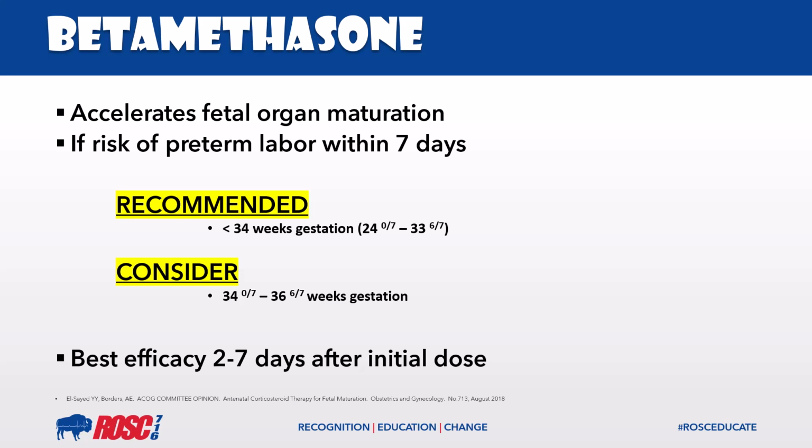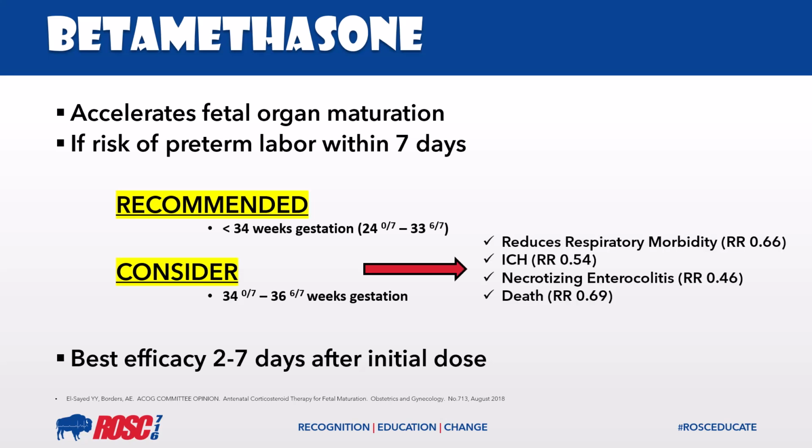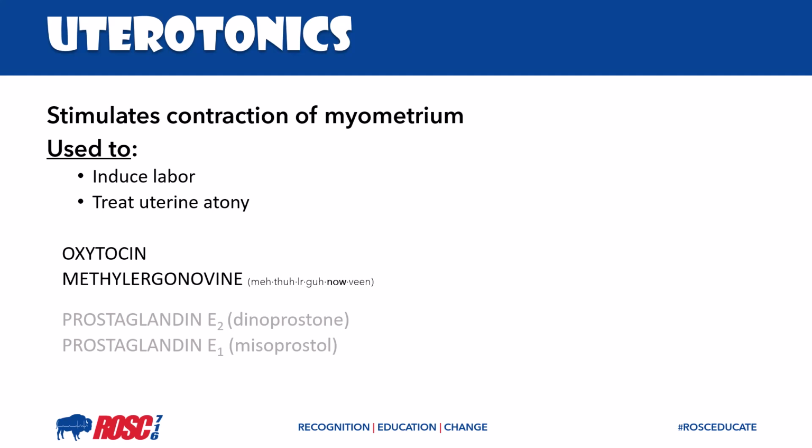The timing indication for betamethasone is somewhat debated in the obstetrics community. It's safe to say that it's recommended if the gestational age is less than 34 weeks, and it's considered if the gestational age is between 34 weeks and just shy of 37 weeks. In doing so, we know that it reduces respiratory morbidity of the fetus. The relative risk reduction is 0.66, it decreases ICH, decreases necrotizing enterocolitis, and most of all, decreases death with a relative risk reduction of 0.69. Moving on to uterotonics.